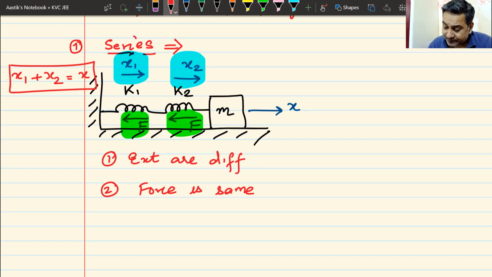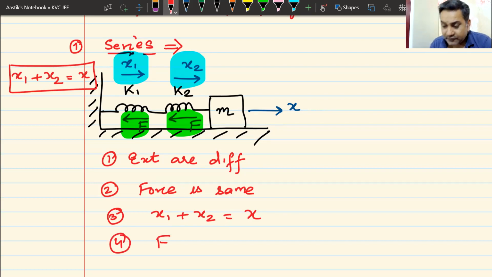Two things that you must remember. Point number three, x1 plus x2, the extension in both the springs, will be equal to x, the total extension. Remember that. Point number four, if I talk about F, which is the force in the spring, that will be equal to K1 into X1. That will also be equal to K2 into X2. These are the points that you must remember about the series combination.